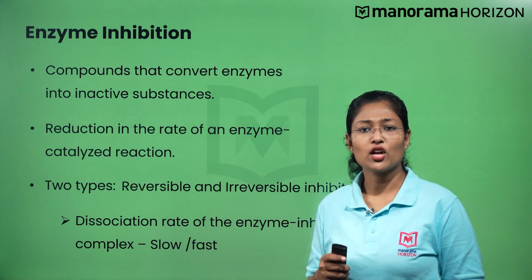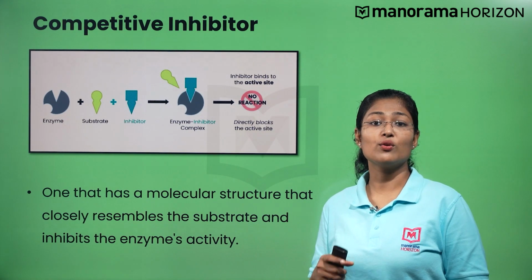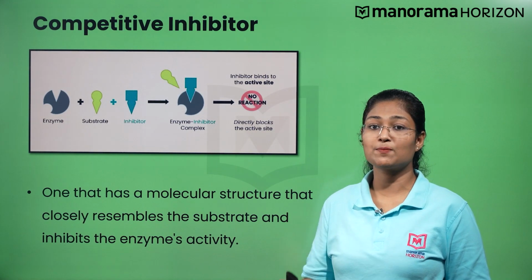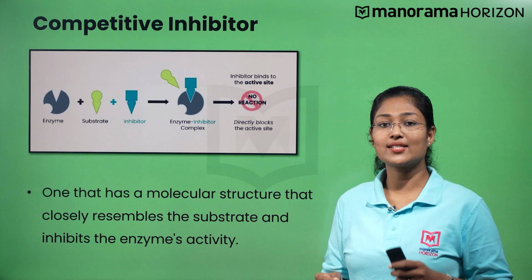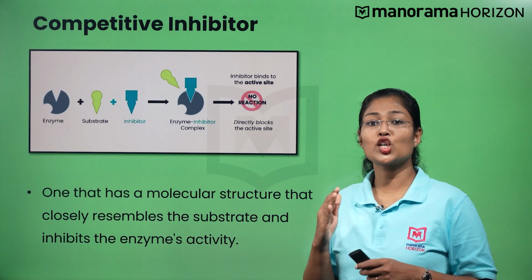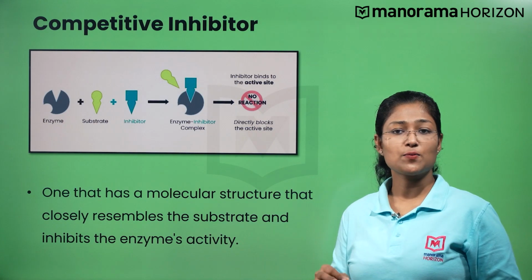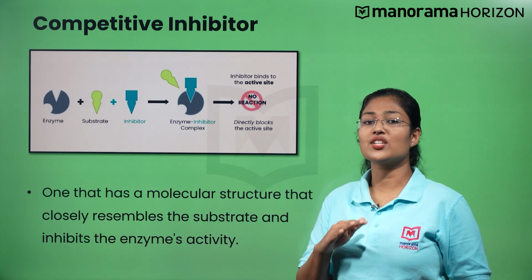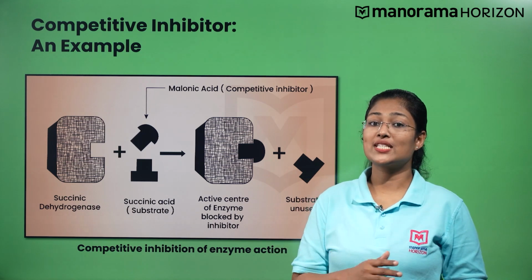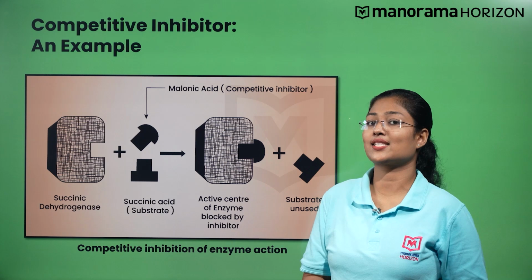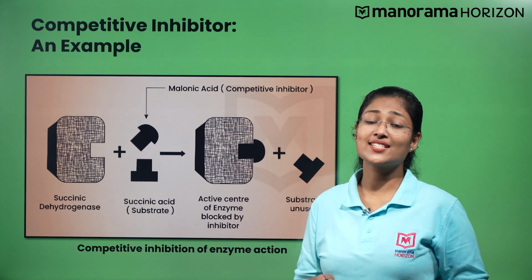Then, what is meant by a competitive inhibitor? A competitive inhibitor has a molecular structure that closely resembles the substrate and inhibits the enzyme's activity. Since it has close structural similarity to the substrate, the inhibitor competes with it for the enzyme's substrate binding site. As a result, the substrate cannot bind and the enzyme action is reduced. An example is the inhibition of succinic dehydrogenase by malonate, which is structurally similar to the substrate succinate. These competitive inhibitors are frequently used to control bacterial pathogens.